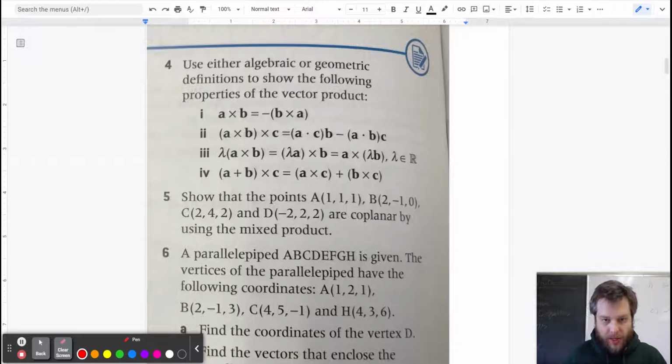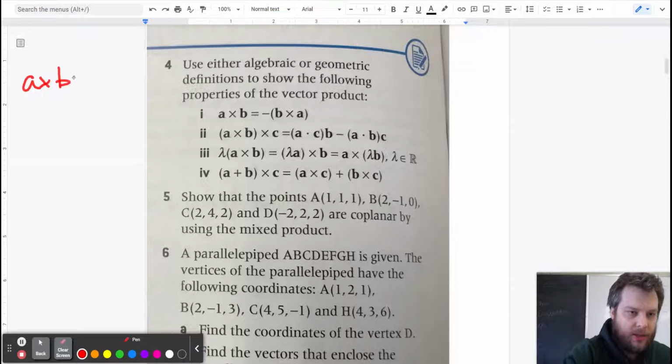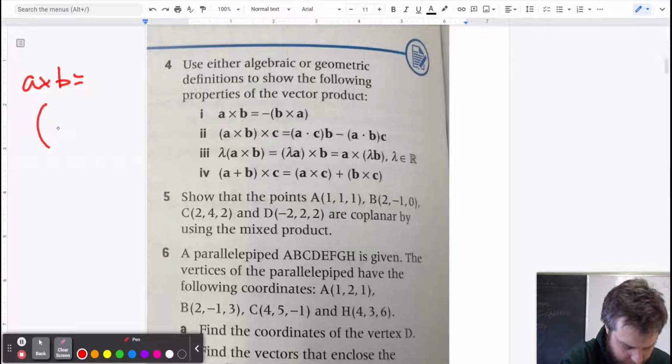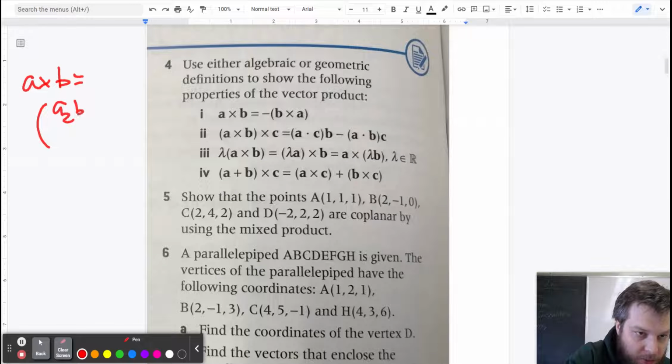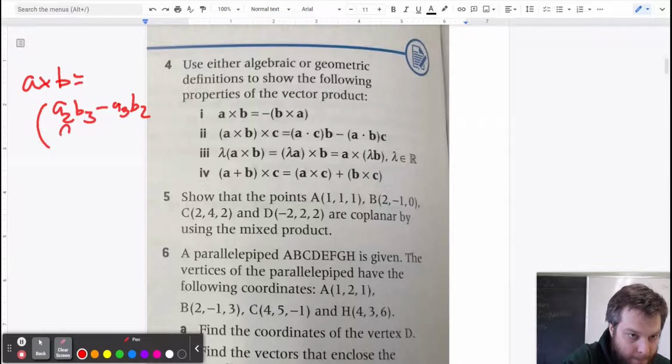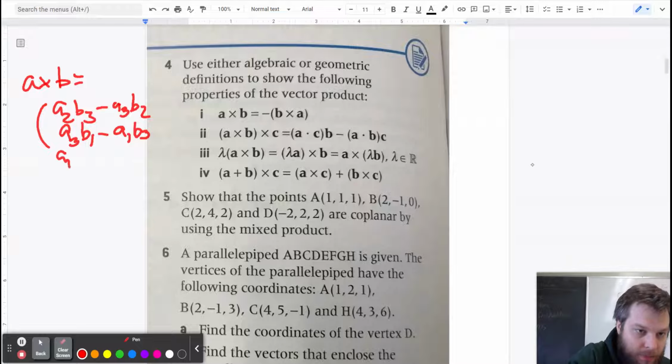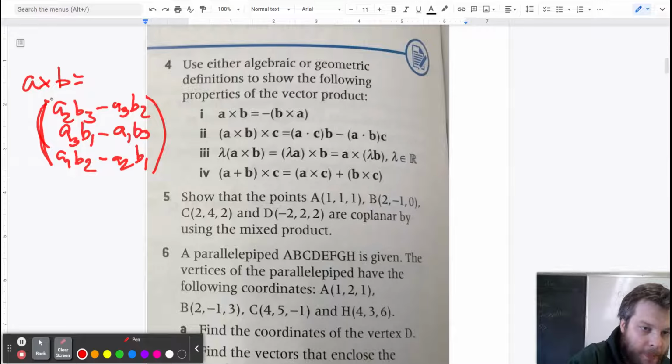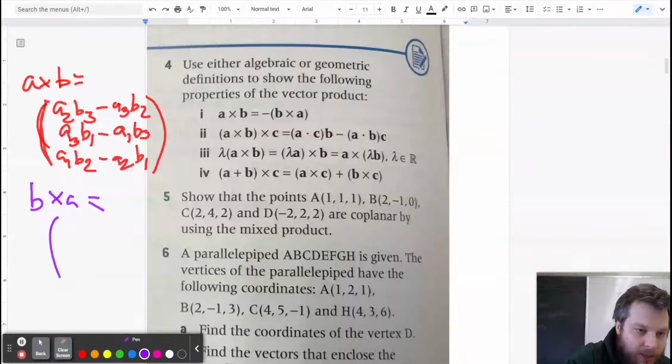And so when we look at problem one, we're just trying to prove that A cross B is the opposite of B cross A. So A cross B looks like this. We go A2 B3 minus A3 B2. Then we go A3 B1 minus A1 B3. And then A1 B2 minus A2 B1. That's A cross B. Then in a different color, I'll do B cross A. So all I'm going to do is write the same definition down, just swapping A and B.